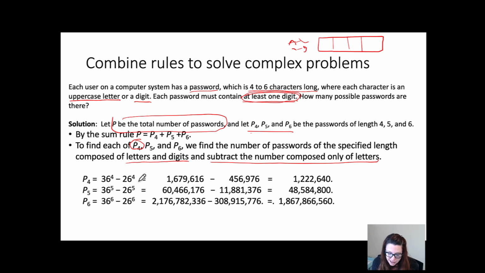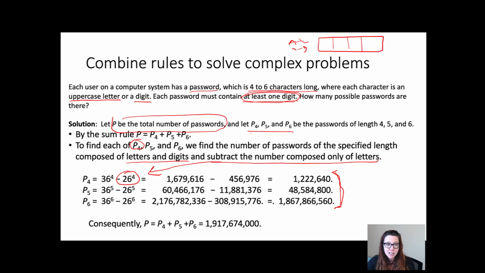And I'm going to subtract the number of those composed only of letters. And the way that I can choose those is 26 times 26 times 26 times 26. If I chose only letters in each of those 4 spaces, that gives me the piece that I'm subtracting. And so this, you can step through that calculation, but the same is true as I increase the number of characters in my password. And so consequently, we get something that looks like this.